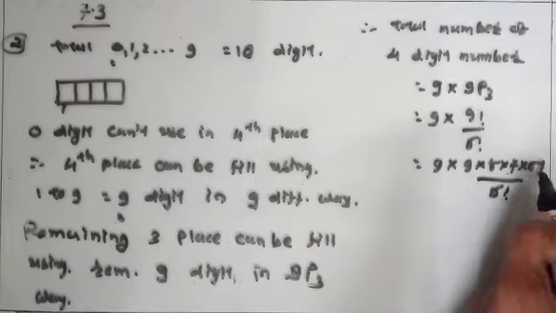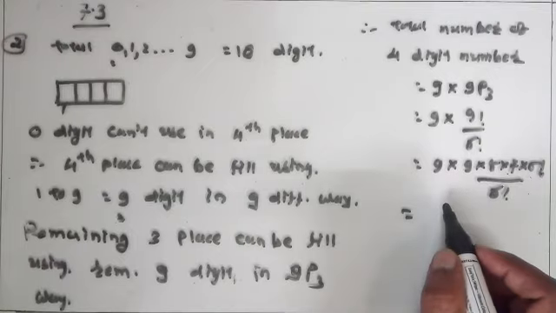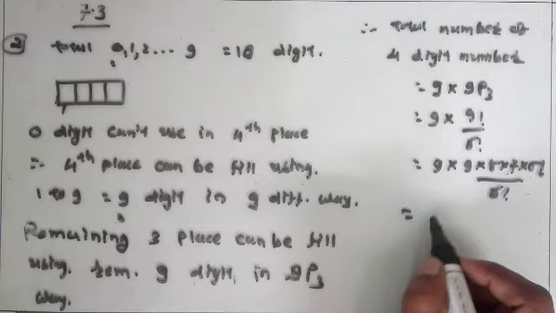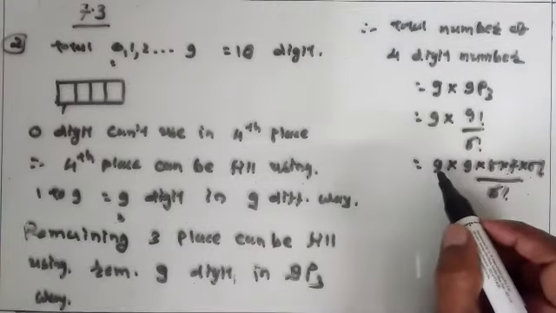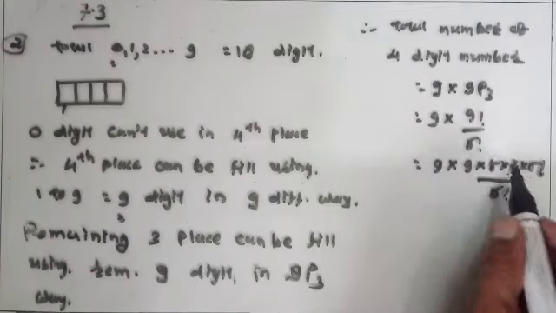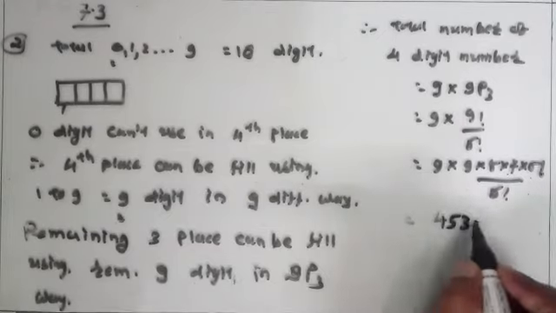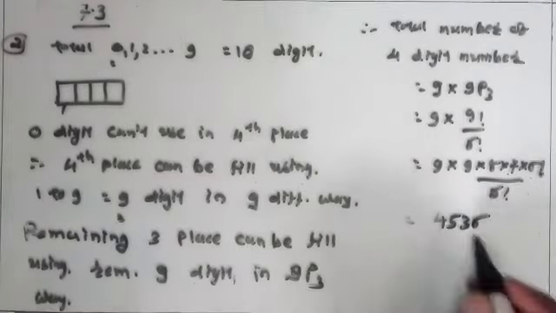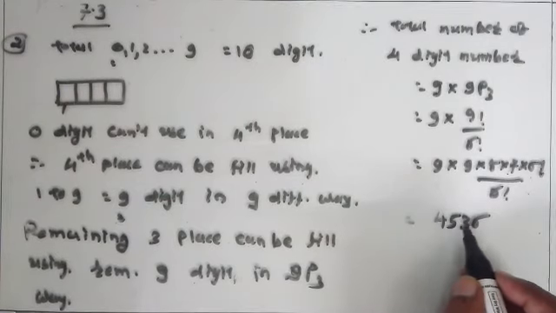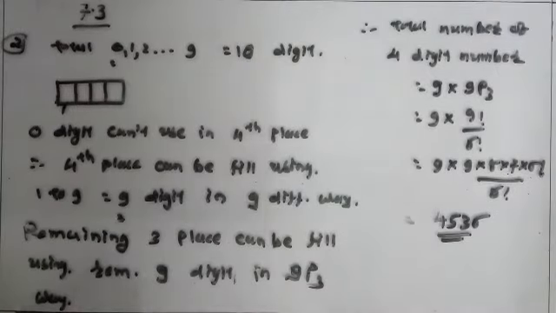Here the 6 factorial cancels from both numerator and denominator. We get 9 into 9 into 8 into 7. Using a calculator, the product of 9 into 9 into 8 into 7 becomes 4536. So 4536 is the total number of 4-digit numbers. Okay.